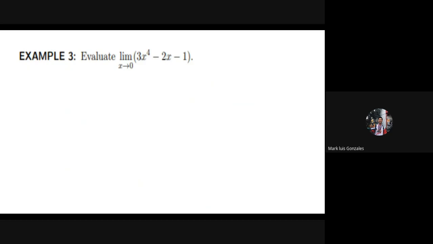Can someone show his or her solution? Just open your camera and you don't need to focus on your face. You just have to focus it on your solution. Anyone? Okay. Mark, 1 more minute.